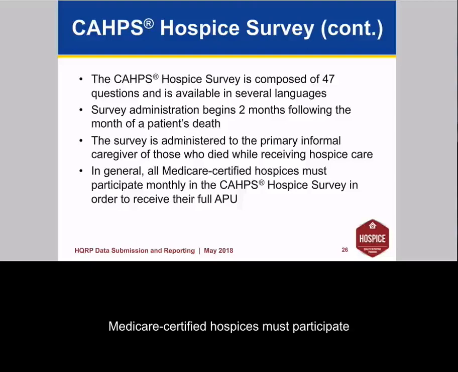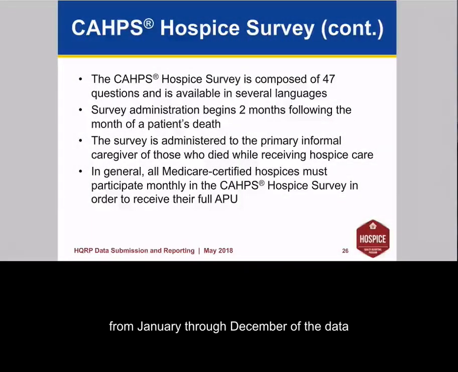All Medicare certified hospices must participate in the CAHPS Hospice Survey unless they are exempt. Small hospices may apply for a size exemption. There is also an exemption for newness, which CMS will extend automatically. The requirement for hospices is to successfully submit 12 months of data from January through December of the data collection year.